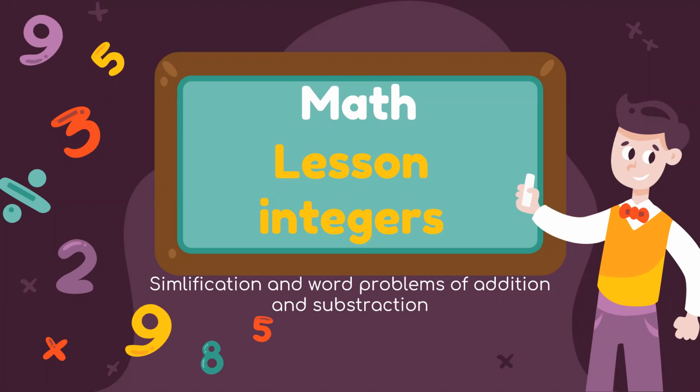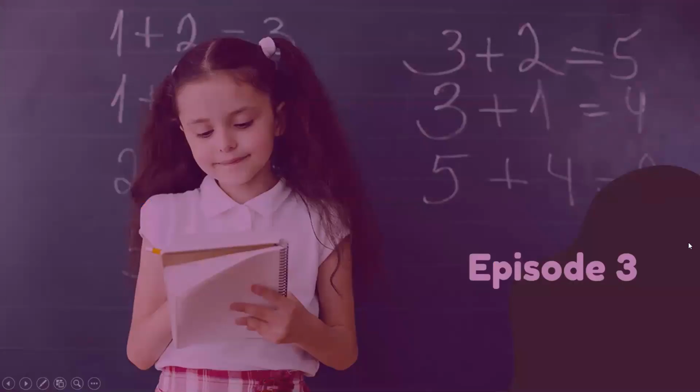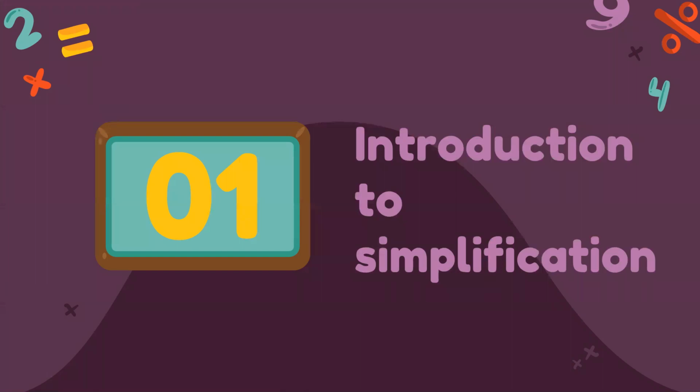Today we will understand simplification and word problems of addition and subtraction of integers. So this is math lesson integers. This is the learning outcome. What are we going to learn? First of all, we're going to learn about introduction to simplification of integers. Second, we'll solve some simplification questions. Third, we'll do various word problems. And fourth, and fifth. This is episode 3. Let's start with episode 3 now.